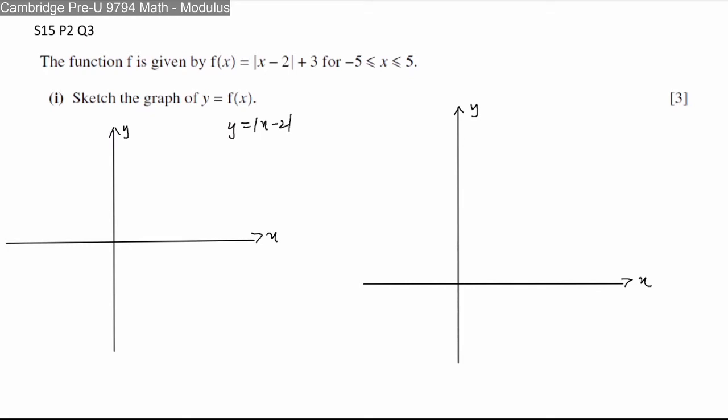For this x minus 2 with the modulus, we actually have a line which is x minus 2. So x minus 2 has gradient 1, and we know that the y-intercept is negative 2. So let's draw the original curve first. This will be the original line.